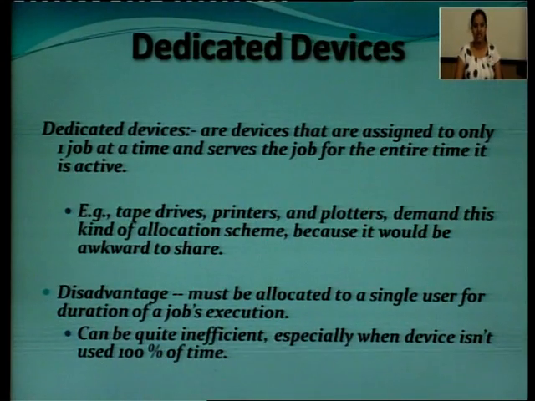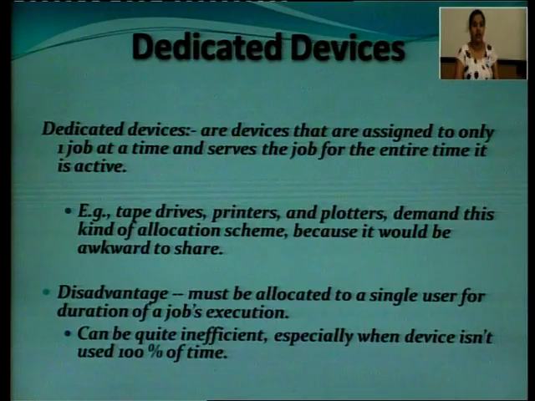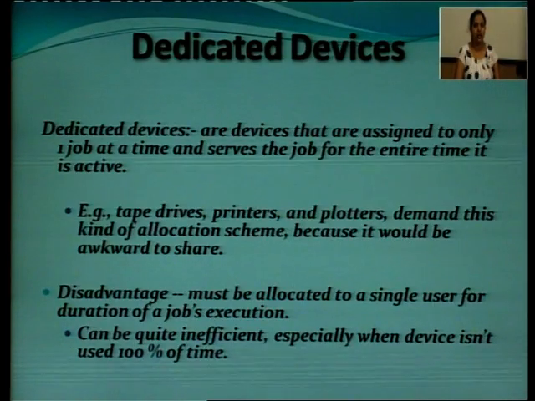So, the dedicated devices are the devices that are assigned to only one job at a time and serve that job for the entire time it is active. Means till they are in the active state, only that job can use them. For example, tape drives, printers, plotters demand this kind of allocation scheme because it would be awkward to share. But it has some disadvantages too: it must be allocated to a single user for the duration of the job execution. Might be the job takes some more time to execute.